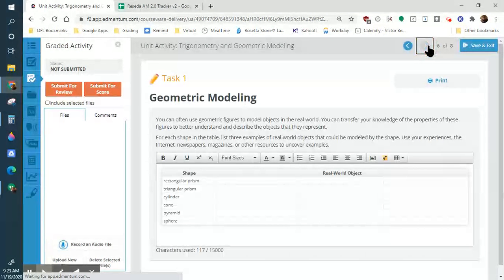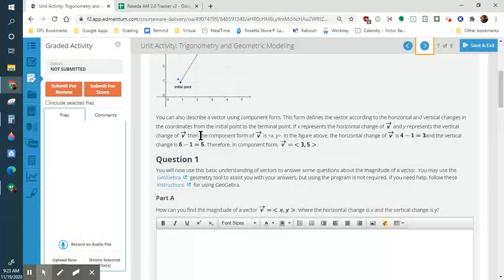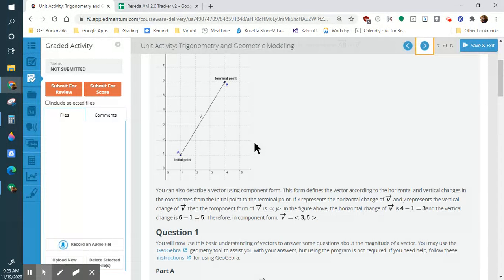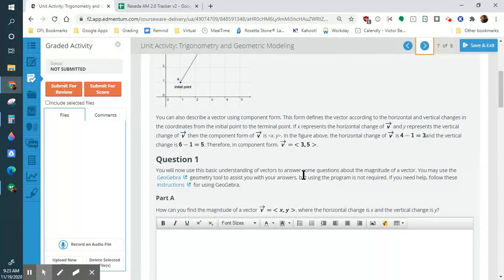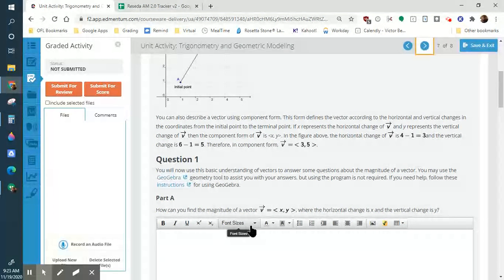Let me go into vectors. It's kind of weird that you guys are studying vectors right now because this is more of a pre-calculus thing, but I guess they're getting you ready for it. It's just weird to me.